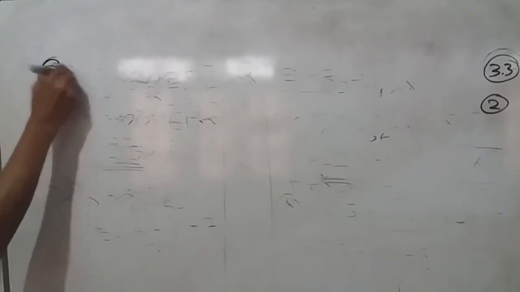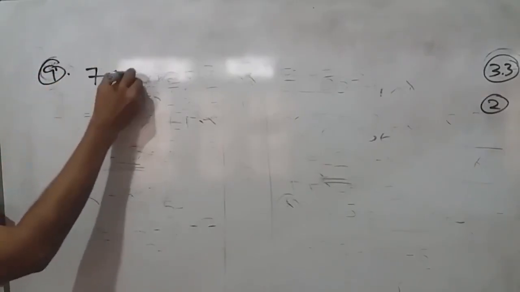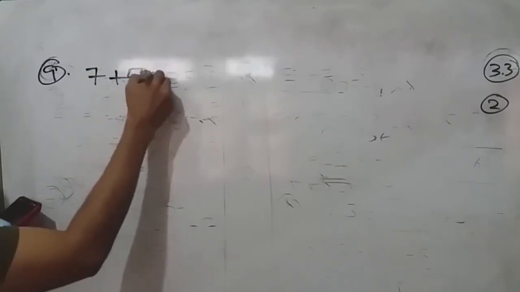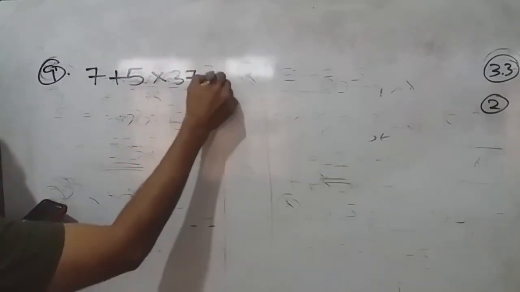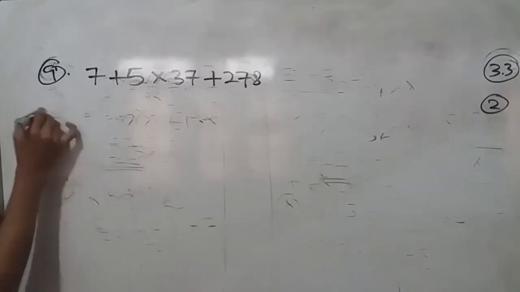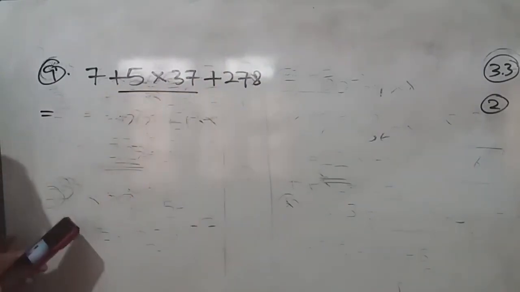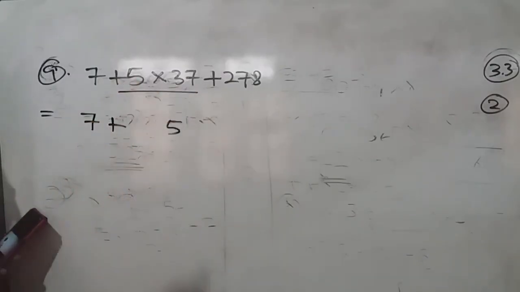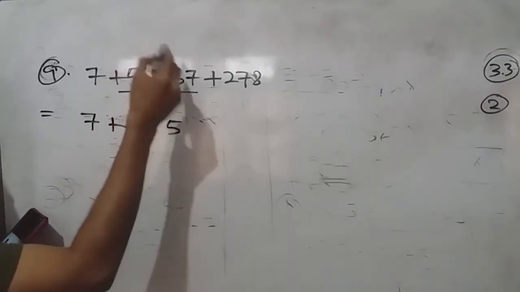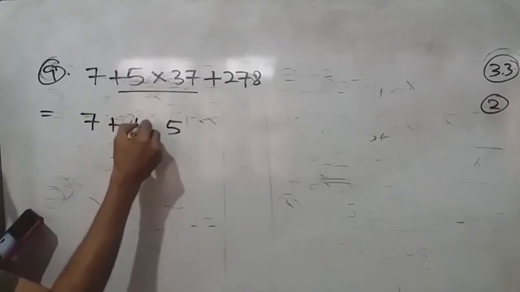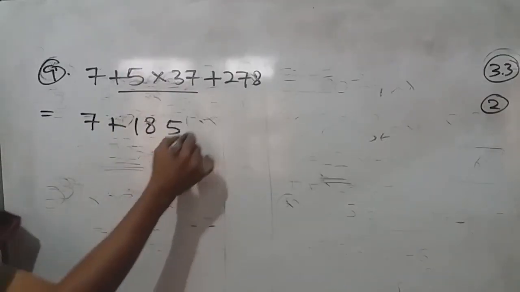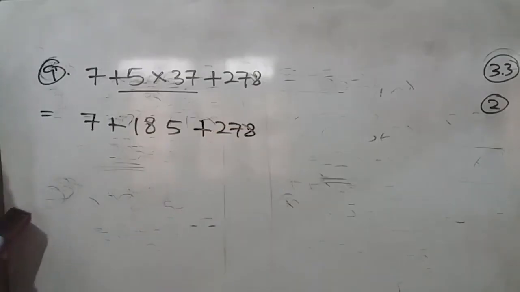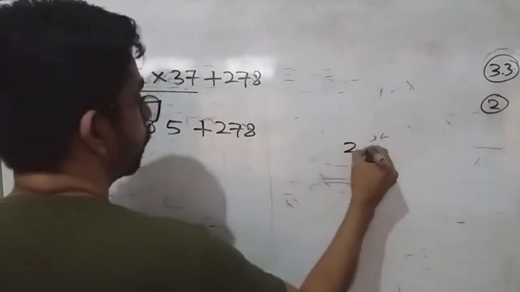Part 9. 7 plus 5 times 37 plus 278. Right. So we have to do the multiplication part, right? So 5 times 7, that is 35, and there's a 3. 5 times 3, that is 15. Add the 3 and it becomes 18. So 185. Then 278. So what do we have to do? We just have to add these together. So when we add these together, what is the answer?